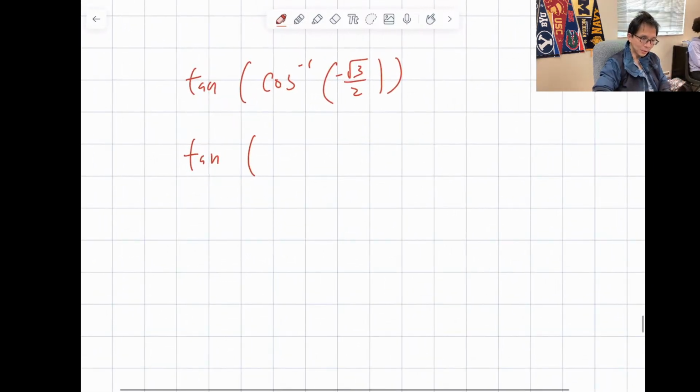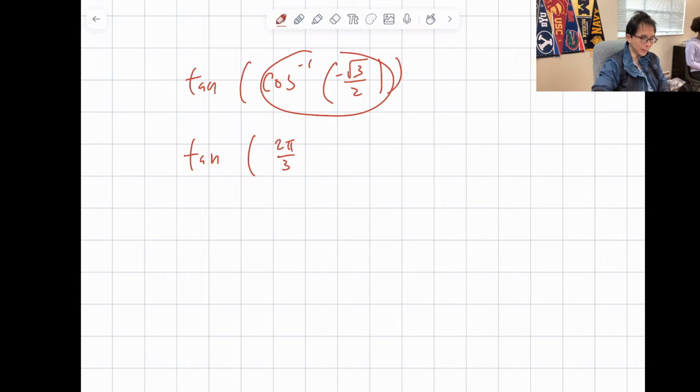Okay, so this one is cosine inverse of negative square root 3 over 2. You always start from inside, right? So inside it's gonna be 2 pi over 3. Hopefully you got that. No, actually it's 5 pi over 6. I did it wrong, sorry, 5 pi over 6. So tangent of 5 pi over 6 is gonna be negative square root 3 over 3. So this is my answer. I start by understanding what the radian is for this, and I got 5 pi over 6, and I do tangent of 5 pi over 6.